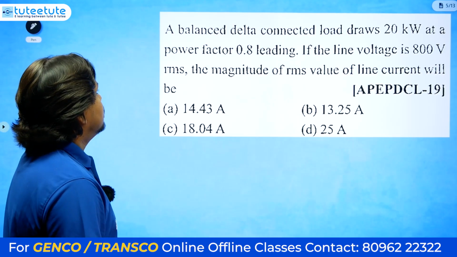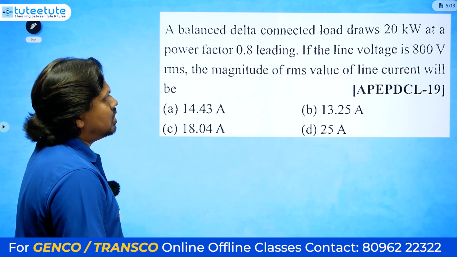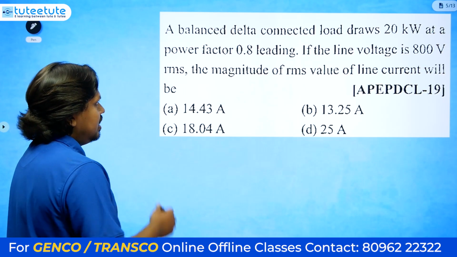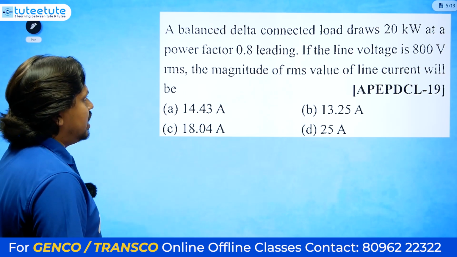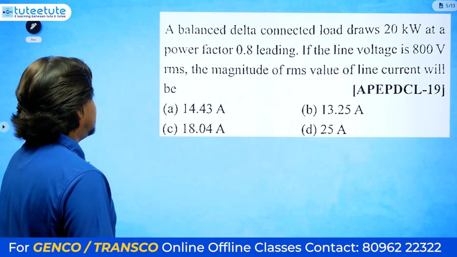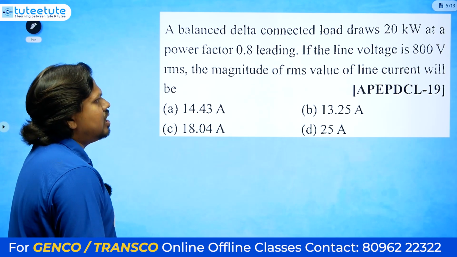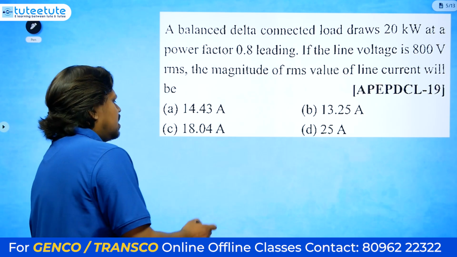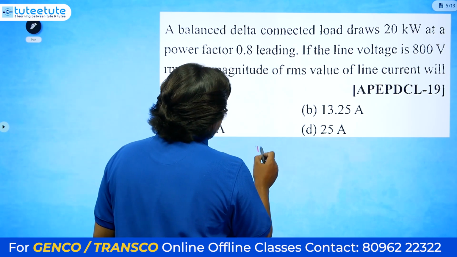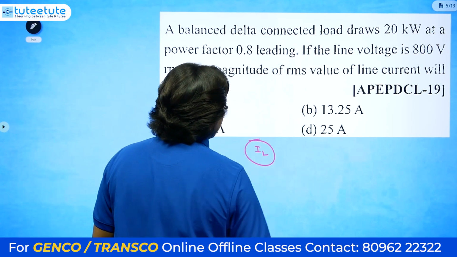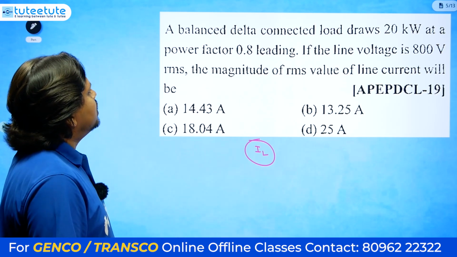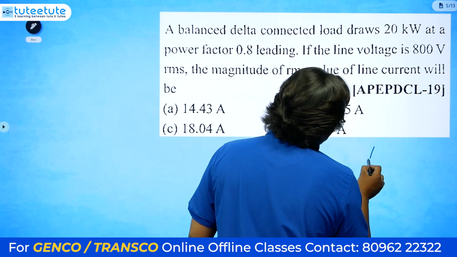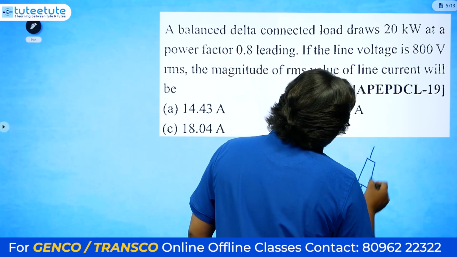And the next question: a balanced delta connected load draws 20 kilowatt at a power factor 0.8 leading. If the line voltage is 800 volt RMS, the magnitude of RMS value of line current will be, okay, what they are asking is the RMS value of line current. And what they have given is a balanced delta connected load. So it is a delta connected load.